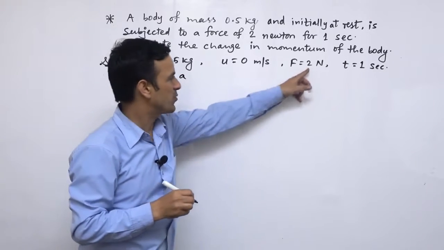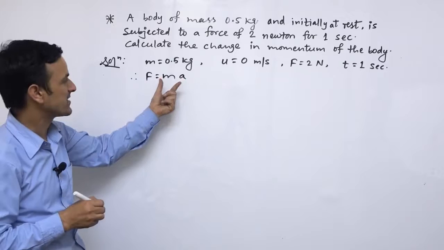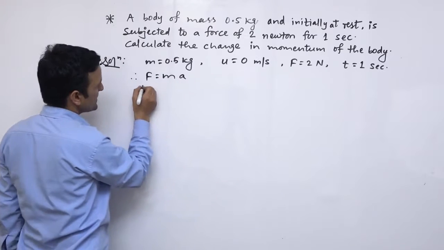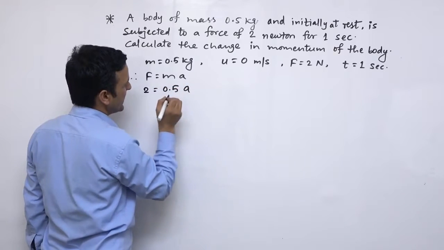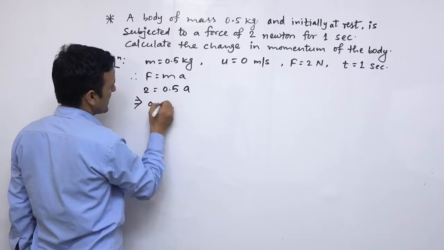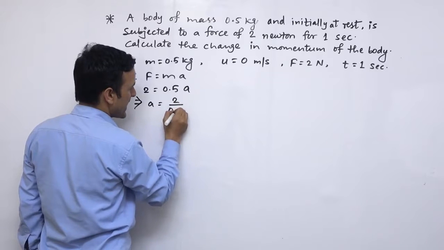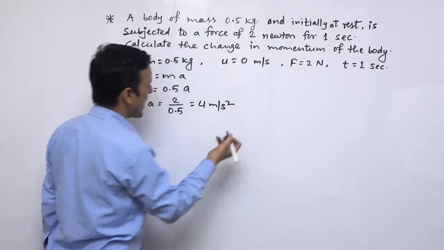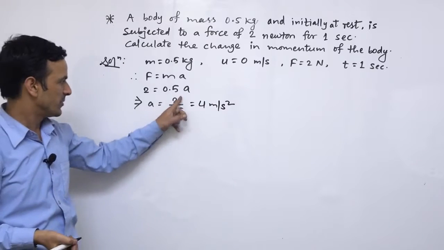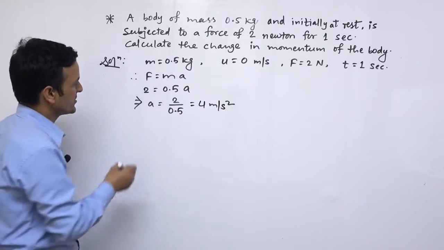Force दिएको छ, त्यहाँ force is equal to mass into acceleration बाट a निकालौं पहिला. So force is 2 Newton, mass is 0.5, a. So from here we can find out 2 divided by 0.5. So it will be 4 meter per second square. If you solve it, then it will be 4 meter per second square.